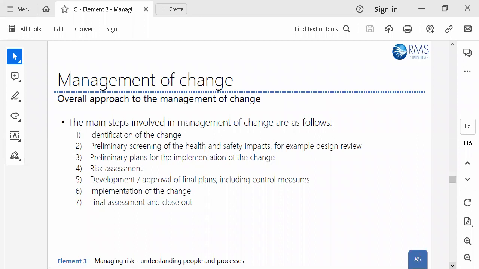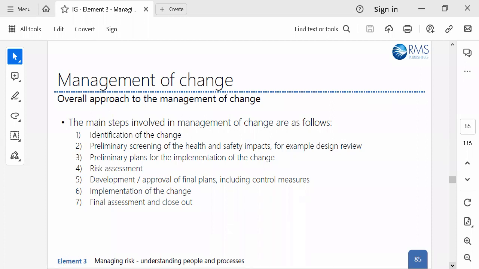Overall approach to manage the change. The main steps involved in management of change are as follows. The first step, identification of the change. We will identify the change in our company or in our organization. Second step, preliminary screening of the health and safety impacts from that change, for example, design review. Third step, preliminary plans for the implementation of change. We need a proper plan for the implementation of the change.